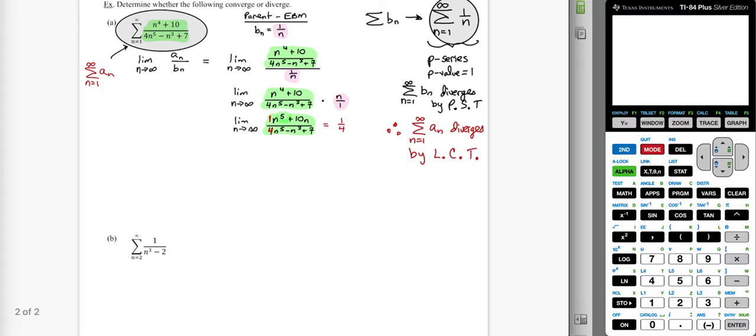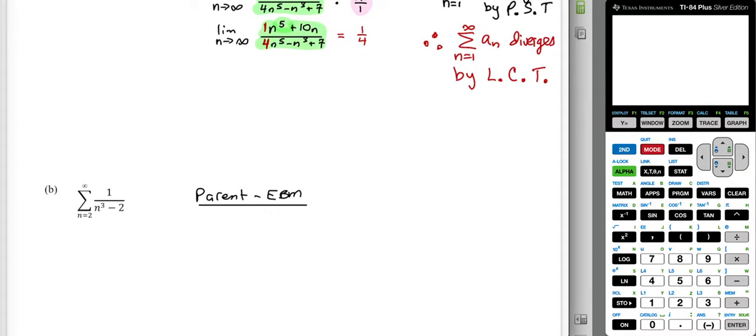So looking at the next one, we're going to identify the parent EBM, which again, I might as well take it a little slower this time, just to really drive this point home, because you see it keeps coming up over and over again. The EBM you get by taking the term with the highest power on the top of the fraction and on the bottom of the fraction and making a ratio out of it. So this is the EBM.